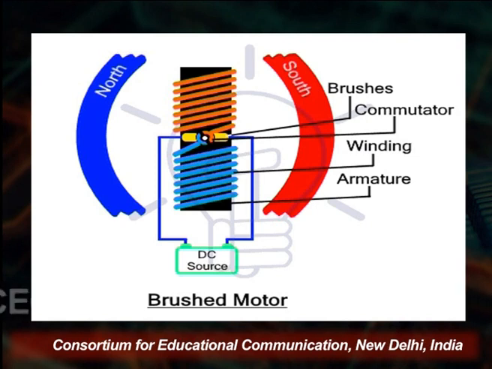This is the brush type of motor. You see here on the right hand side, the brushes and commutator are in between the DC supply and the winding. And this type of brush electric motor is divided into three types: the separately excited motor, the self excited DC motor, and the permanent magnet motor.